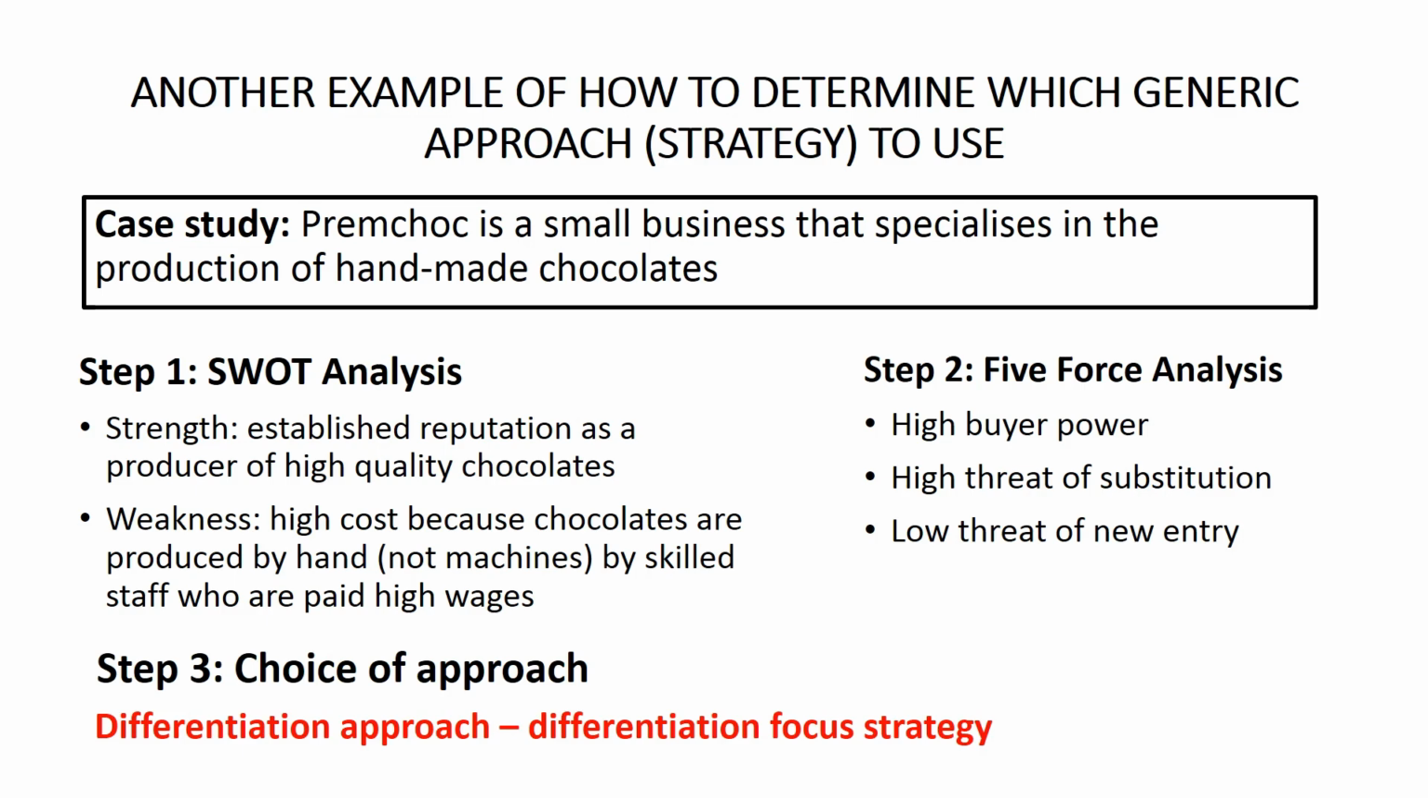If Premchoc can establish a reputation for itself as providing the highest quality chocolates for special occasions, then customers are likely to be willing to buy chocolates from Premchoc for those special occasions, despite the price of those chocolates being higher than the price of chocolates sold by Premchoc's competitors. Because Premchoc is a small business, it probably only competes against chocolate producers in, say, the Melbourne market, and so this differentiation approach will be the differentiation focus strategy.